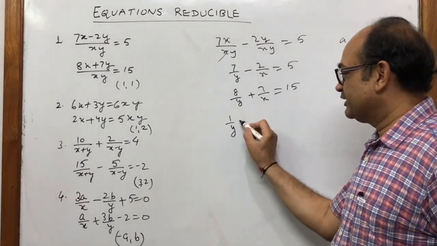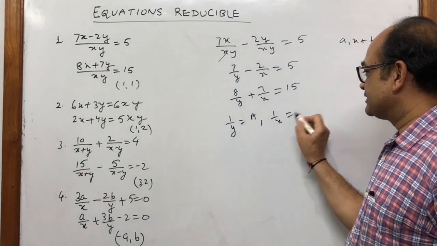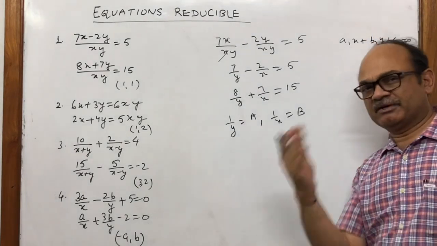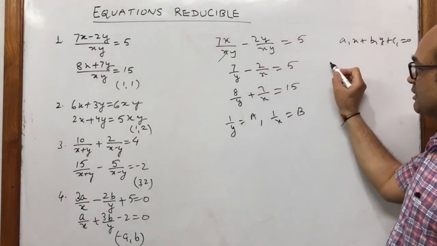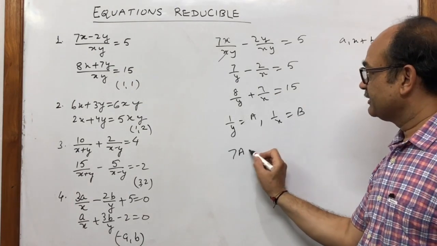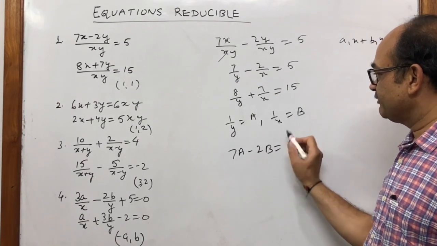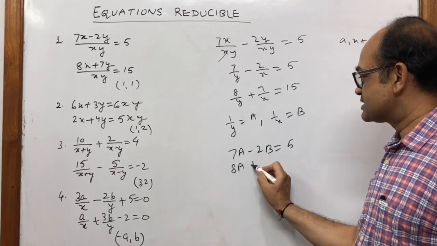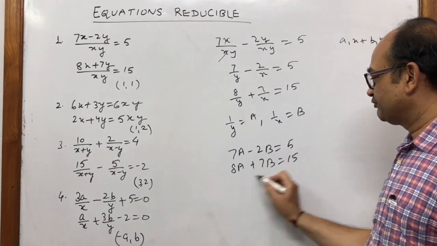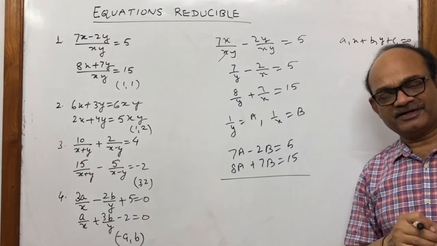Suppose 1 upon y equals a and 1 upon x equals b. So this equation is now converted to 7a minus 2b equals 5 and 8a plus 7b equals 50. Now you know how to calculate a and b.